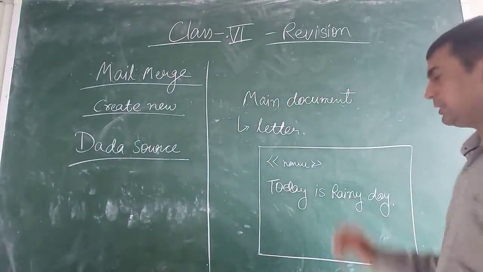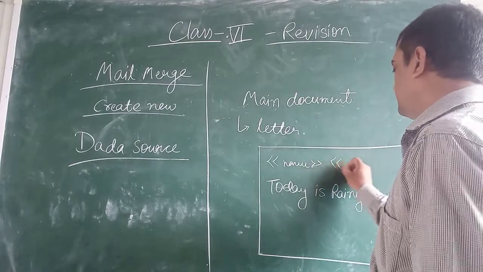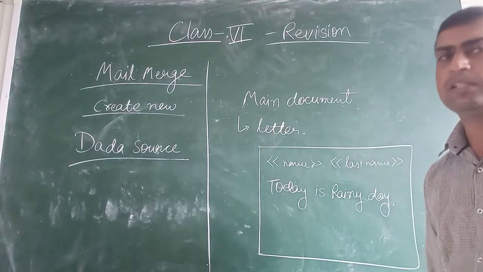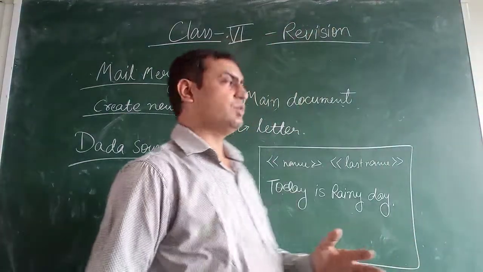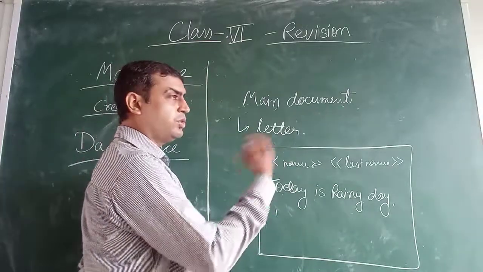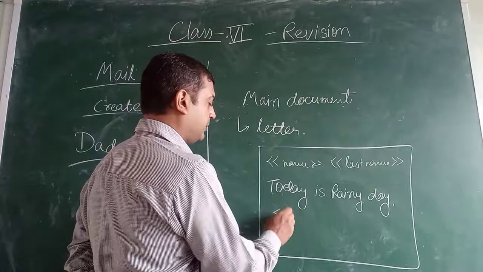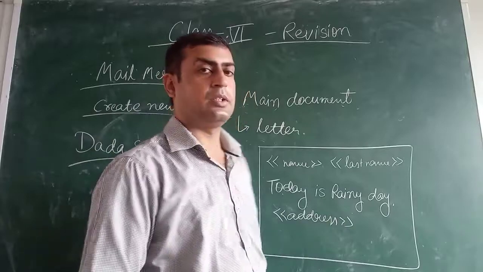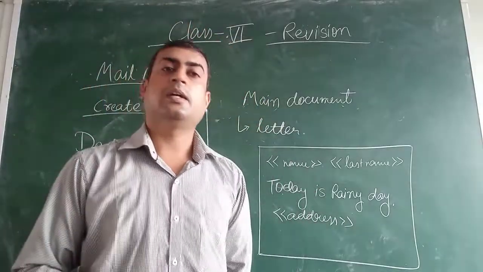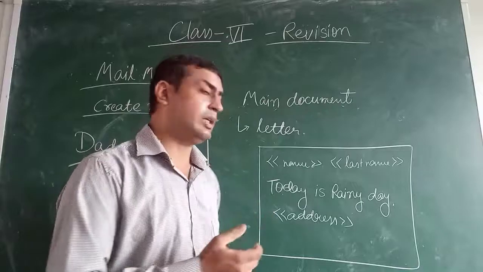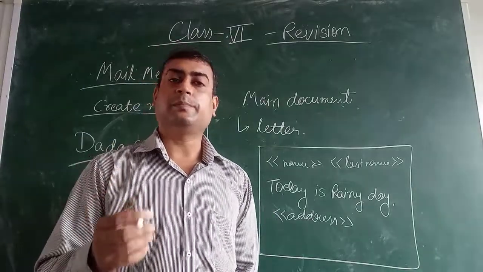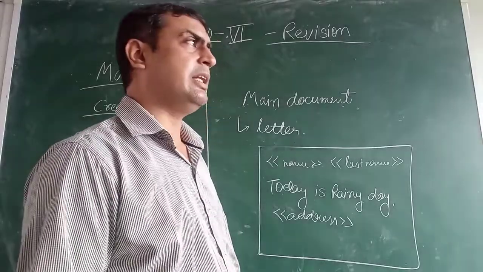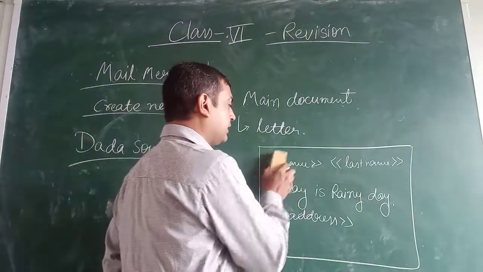Now if you want the last name, click here and insert last name. Then the last name will come. If you want to insert the address downside here, click it and go to the insert section and insert it. So it will be address. Now when you preview the message you have created, upside you will get one preview button. Click on it. It will show you the preview.